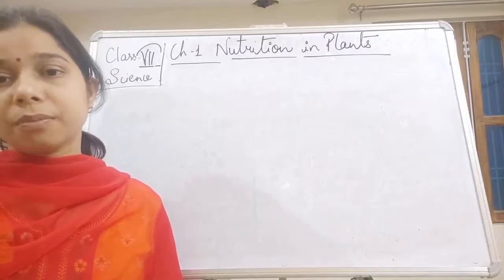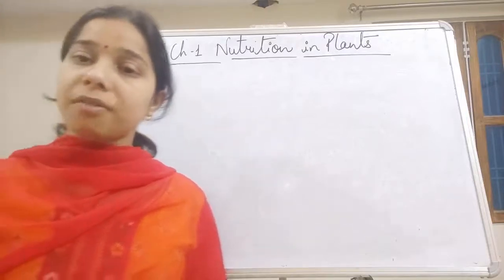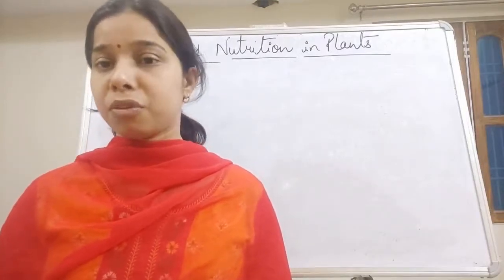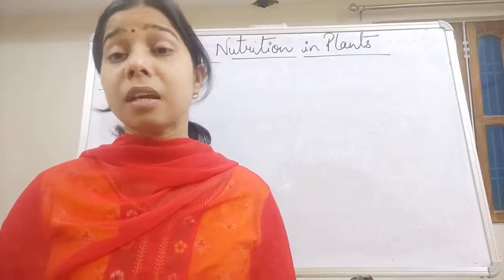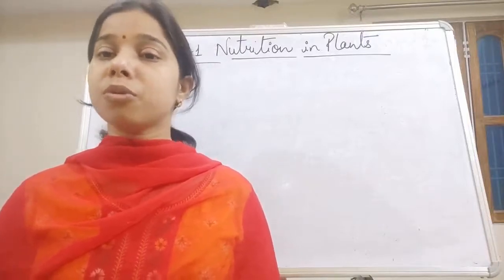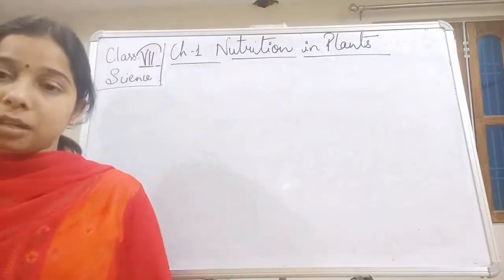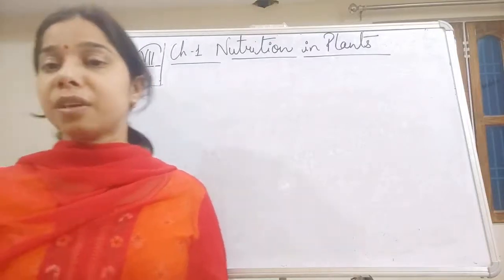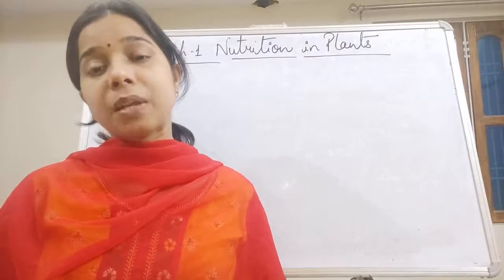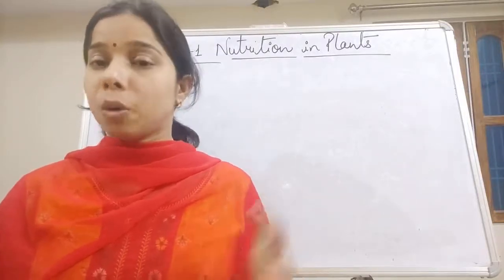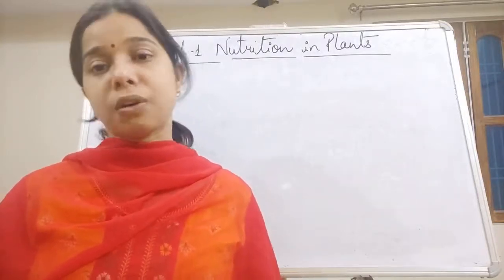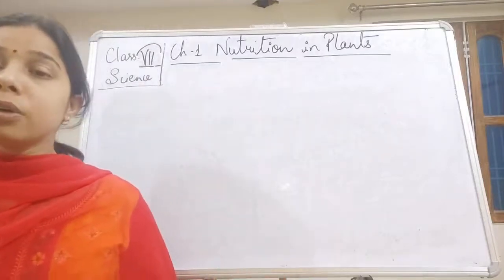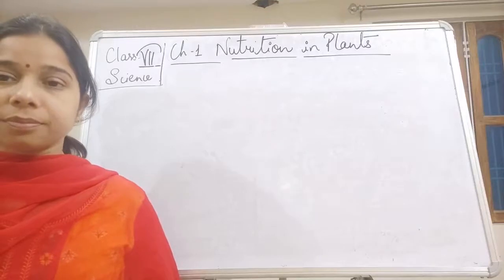In case of the heterotrophic mode of nutrition, this is the mode of nutrition in which an organism obtains food from another organism. Here, directly or indirectly, the animals and the non-green plants depend on the green plants for their food. So these are the two modes of nutrition.